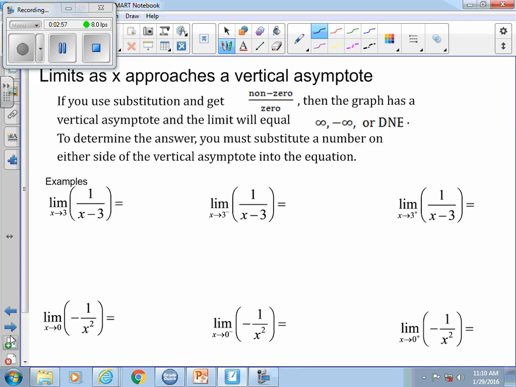We did those yesterday. All right, so limits as x approaches a vertical asymptote. If you use substitution, which you should always do first, you get a non-zero number over 0. Then you know the graph has a vertical asymptote, and the limit will either equal positive infinity, negative infinity, or does not exist, depending on left or right. To determine the answer, you must substitute in a number on either side of the vertical asymptote into the equation to decide which one you're approaching. Again, we don't need a calculator to do that because all we need to decide is whether it's positive or negative. So we're going to do some examples.